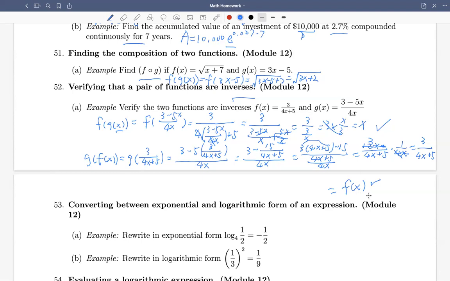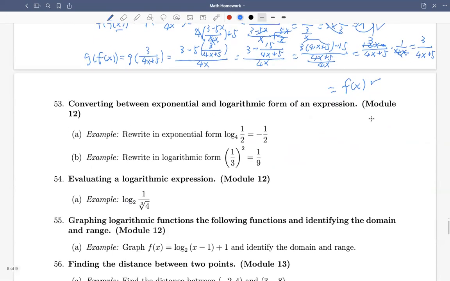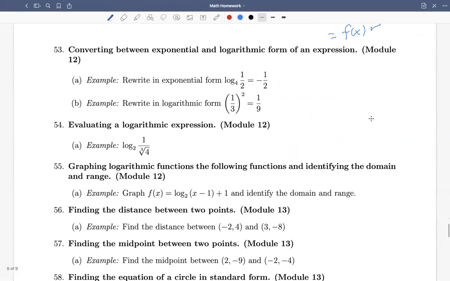We don't get x out, we need to get x. If we do get x, that means they're inverse with each other. Okay, let's see 53. So we want to convert between exponential and logarithmic form.